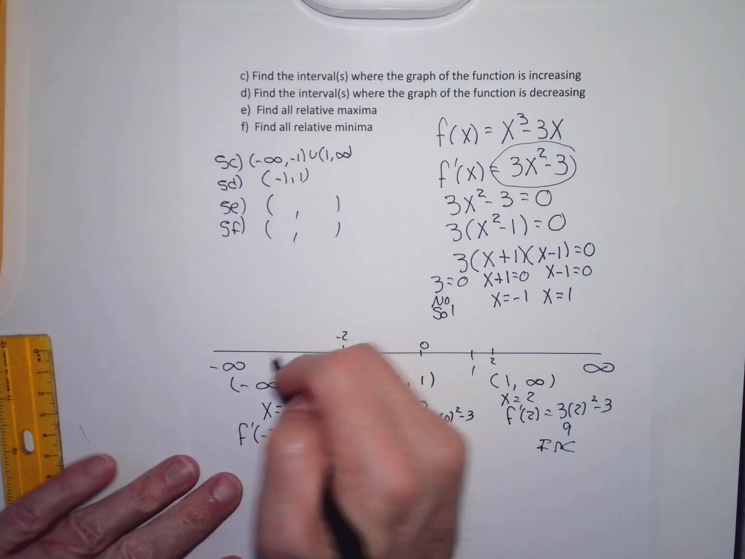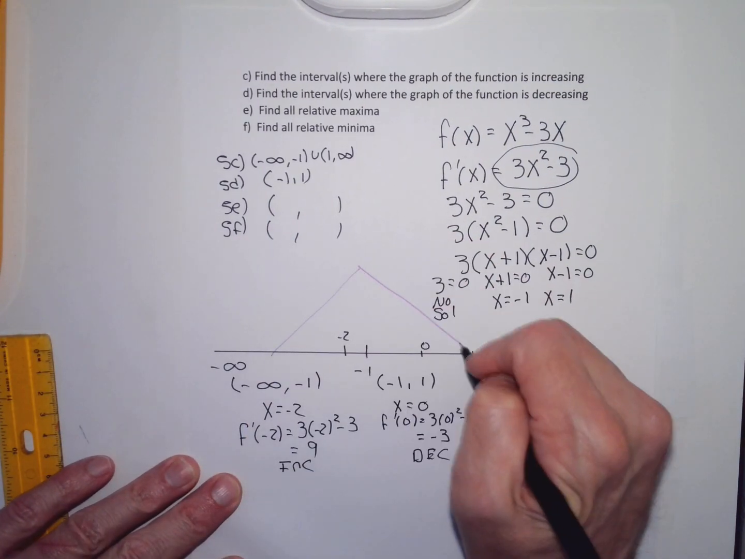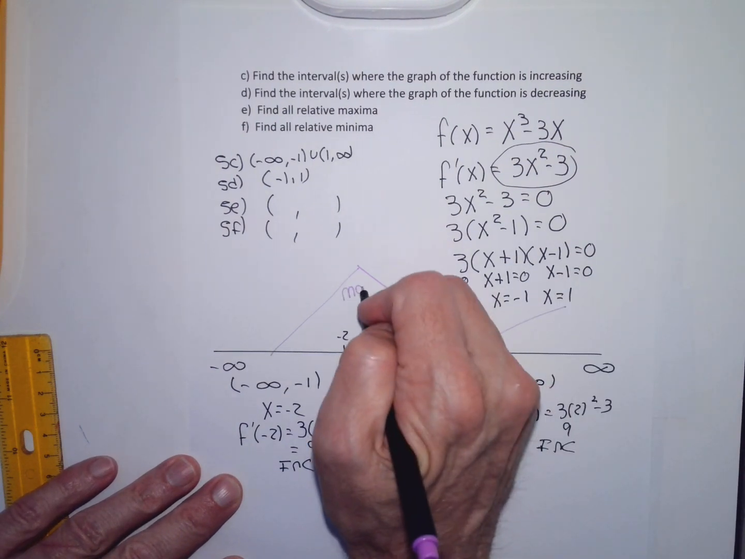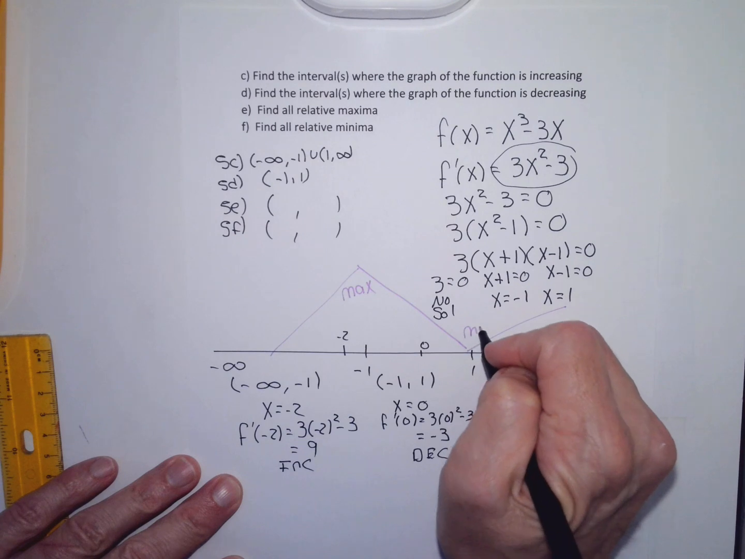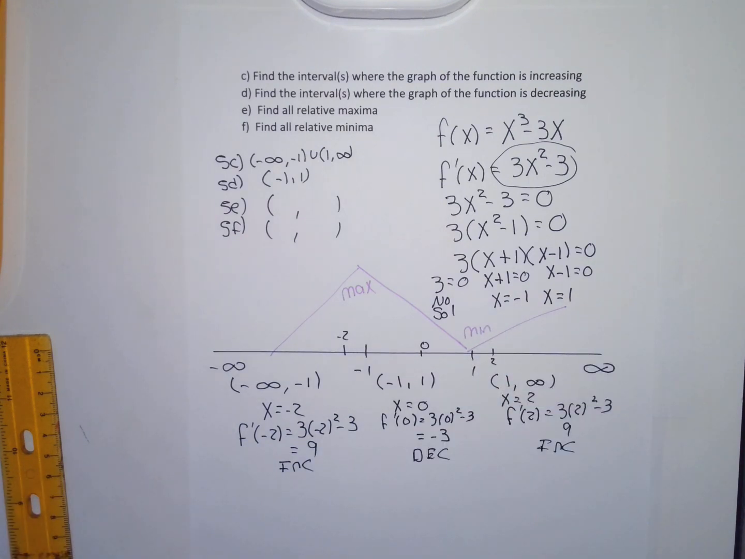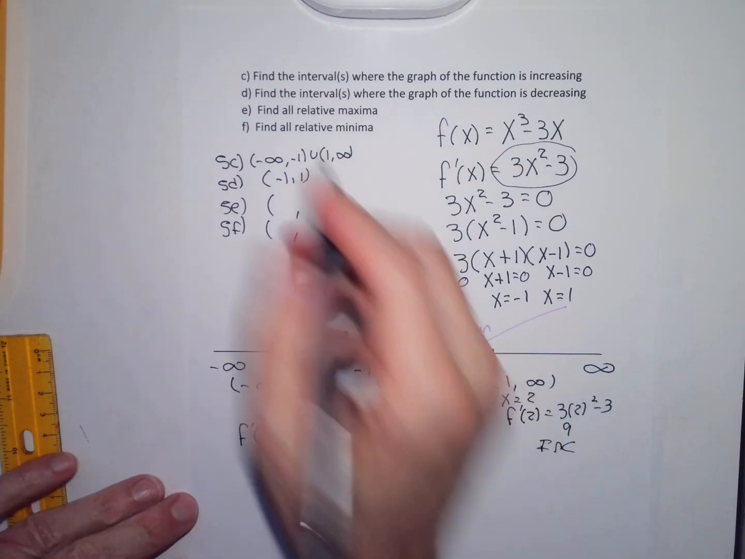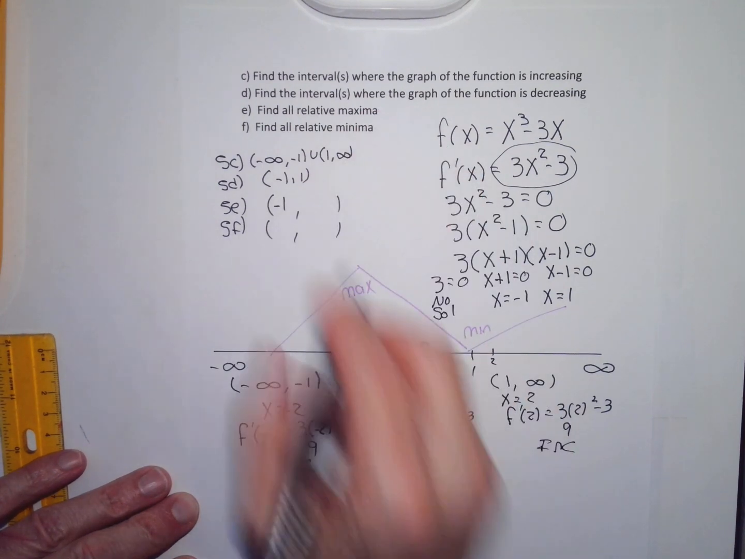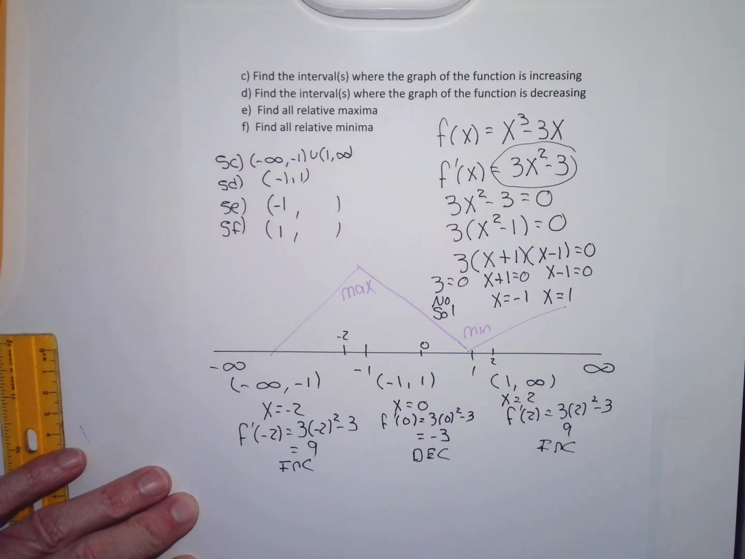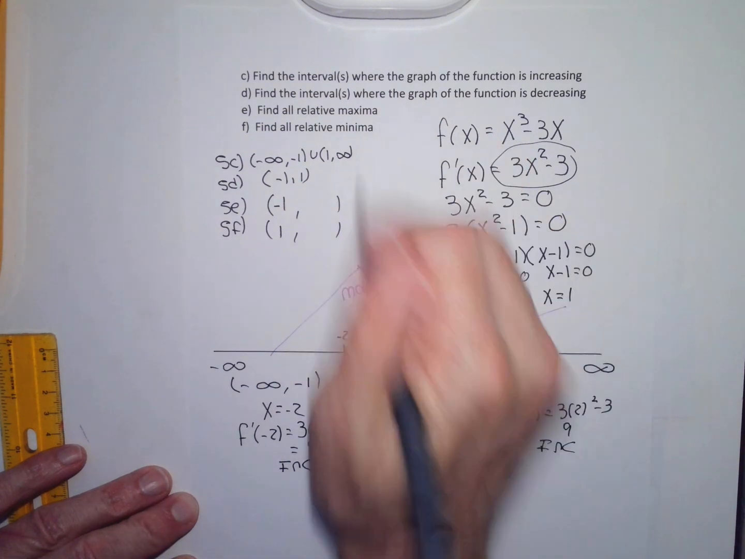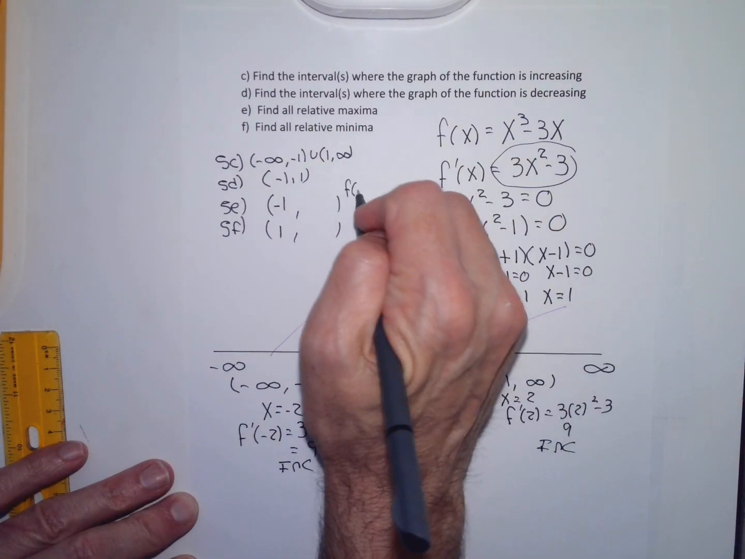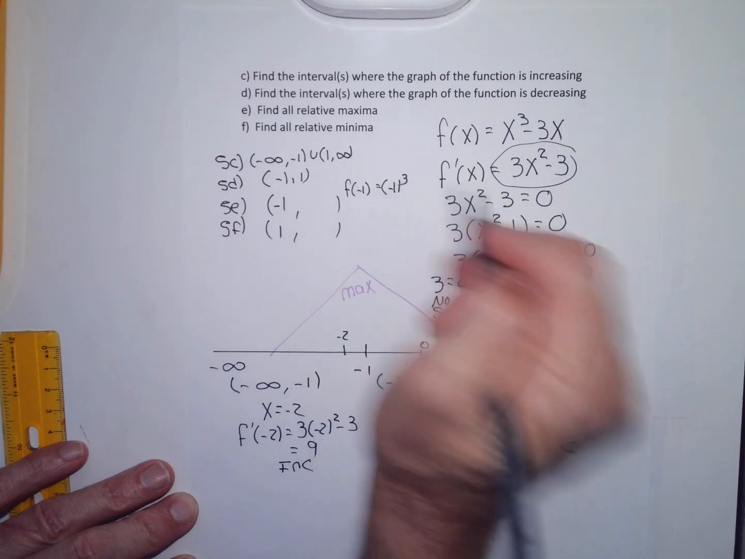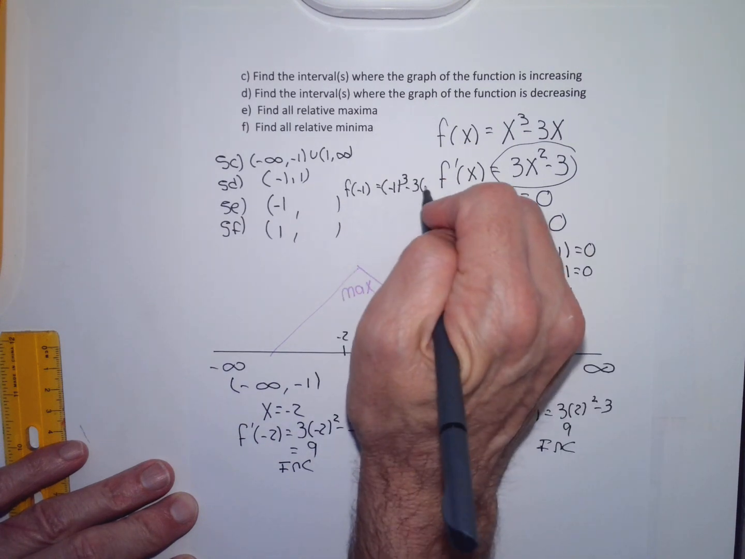So the graph goes increasing, decreasing, increasing. So at negative 1, there's a maximum. And at positive 1, there's a minimum. So the x-coordinate of the maximum, which is for part E, is negative 1. The x-coordinate for the minimum is positive 1. And now I'm going to get the y's. I'm going to do f of negative 1 equals negative 1 cubed minus 3 times negative 1.